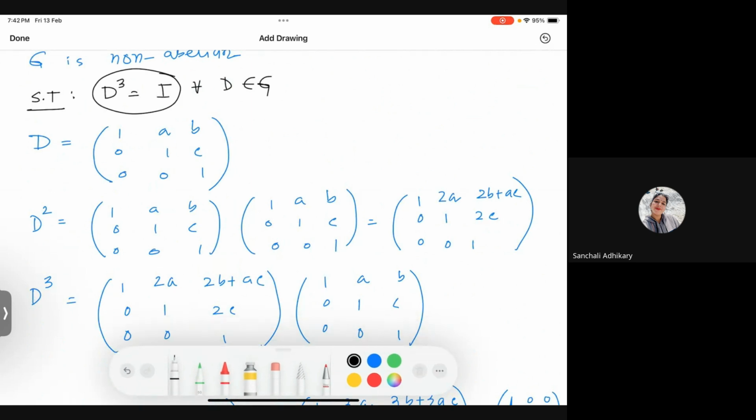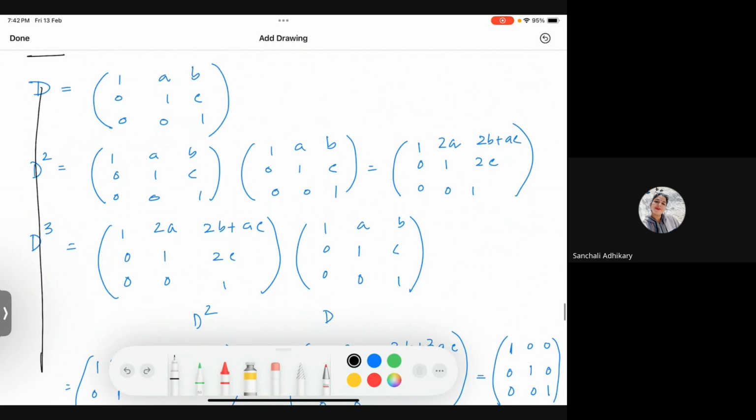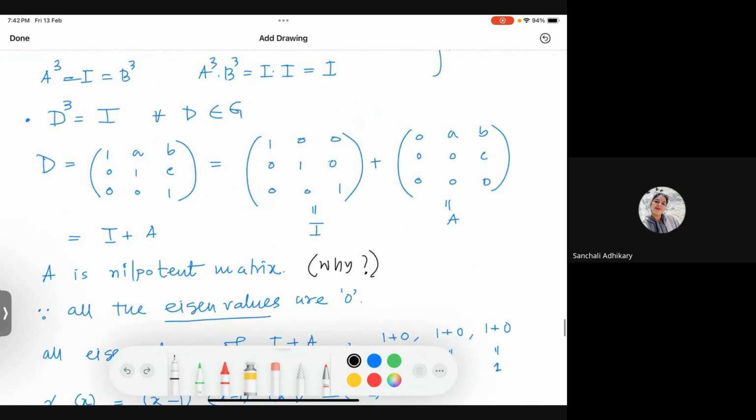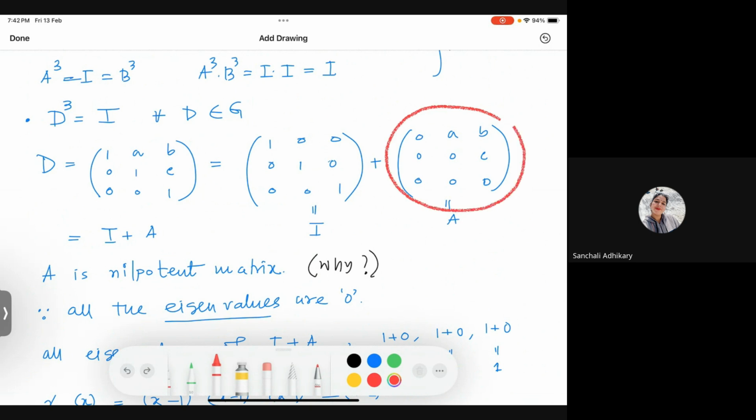How is D squared equal to identity? This part is calculative, but here I did it with the help of linear algebra. Observe that D is this matrix. You can write this matrix as I plus A. What is A? I means the identity matrix, and A is this matrix. Actually, A is a nilpotent matrix, right?